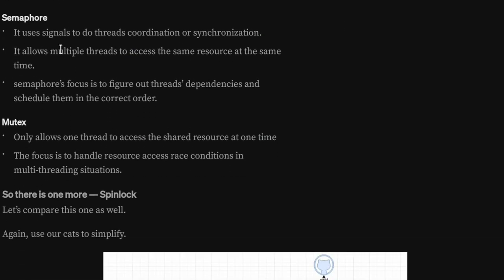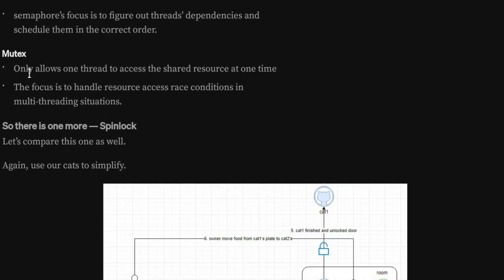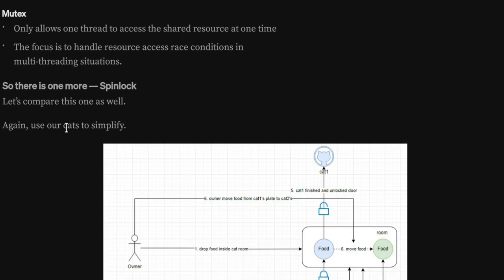Yeah. Let's go to the end. So the summary is that a semaphore uses signals to do thread coordination and synchronization. It allows multiple threads to access the same resource at the same time, because we can say how many, so if the limit is 2, then we allow two. The semaphore's focus is to figure out thread dependencies and schedule them in the correct order, and a mutex only allows one thread to access the resource. As we said, it's lock, unlock. The focus is to handle resource access conditions in multi-threading.